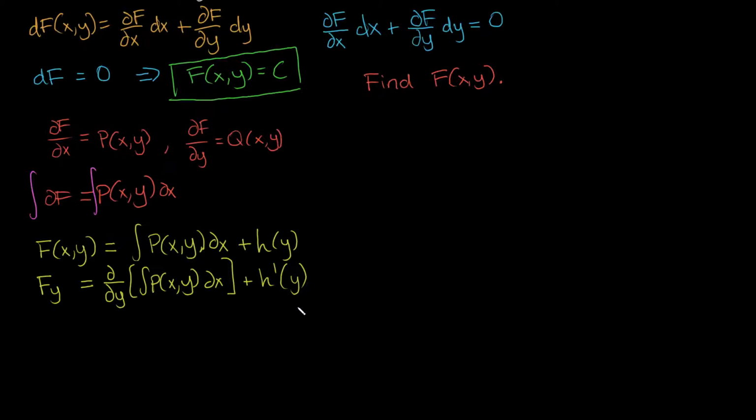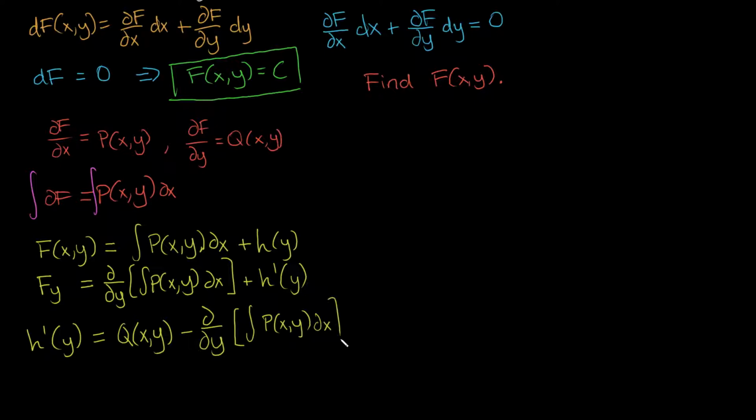If we have all this, then we can say that the derivative of our function h of y, this function of integration, is going to be the partial derivative of f with respect to y, which we can remember is just q of xy. So we can replace this with q of xy minus the partial derivative with respect to y of the integral of p of xy dx.